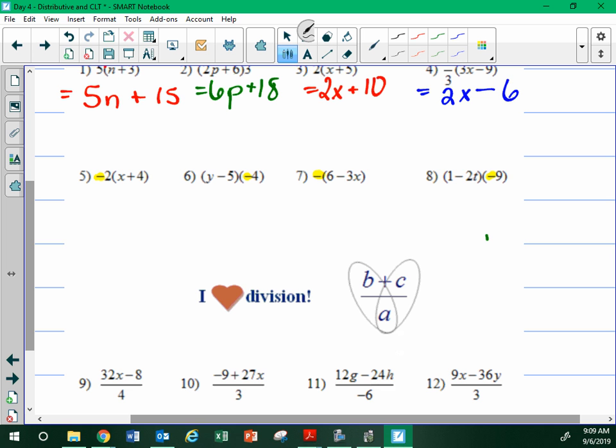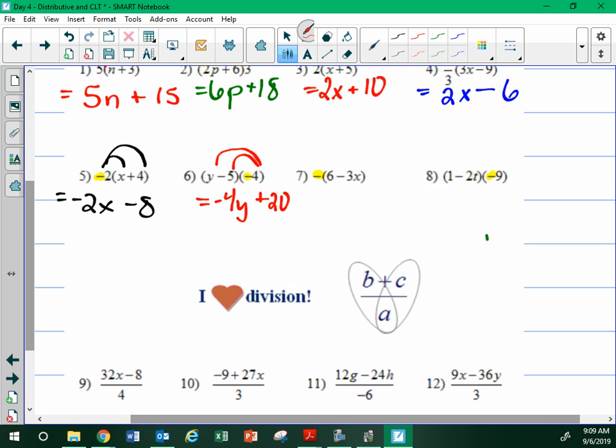All right, so number 5. Negative 2 times x. Nothing exciting there. It's just negative 2x. But negative 2 times 4, again, either in your calculator or in your head, what do we get? Negative 8. Okay. Number 6, same thing. We're still distributing. Negative 4 times y is just negative 4y. Then negative 4 times negative 5. What is negative 4 times negative 5? Positive 20. So positive 20.